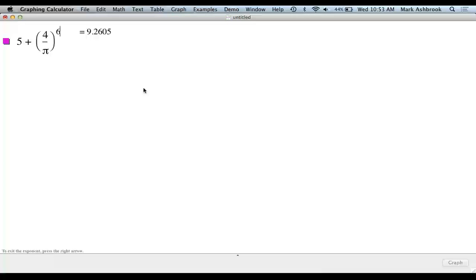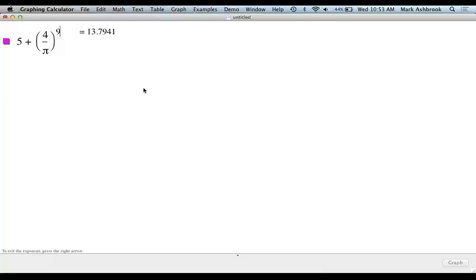Wait, how do you raise it to exponents? For 2 or 3, all you have to do is shift 2 or shift 3. But for any other exponent, you need the caret, but it won't print a caret. It'll just take you to an exponent by saying shift 6. So maybe I should use a different value here. Okay. Good so far.